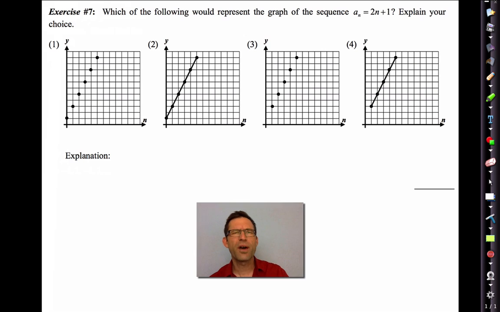Okay, one final problem. Exercise 7 says, which of the following would represent the graph of the sequence a sub n equals 2n plus 1? Explain your choice. Well, I want you to think about this a little bit, all right? And then try to explain it.